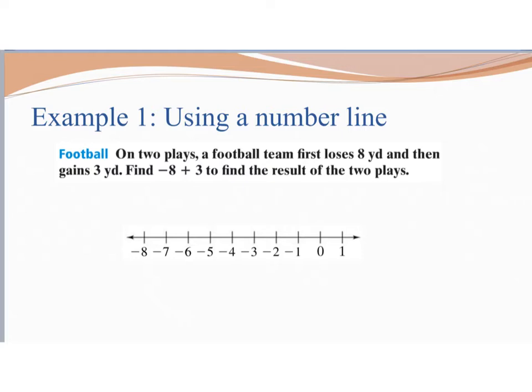Before we get started with example 1, I just wanted to review with you what an integer was. Typically we know that we have numbers like 1, 2, 3, 4, and so on. These here are what we call natural numbers. When I add the number 0 to it, now I have what we call whole numbers.